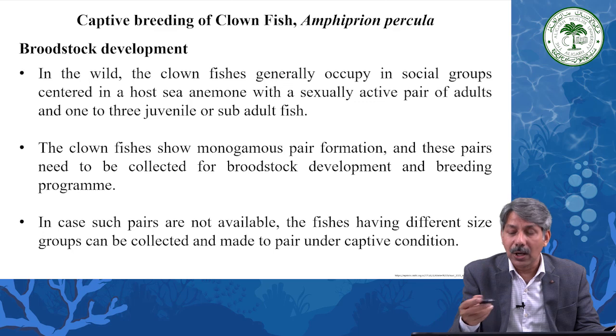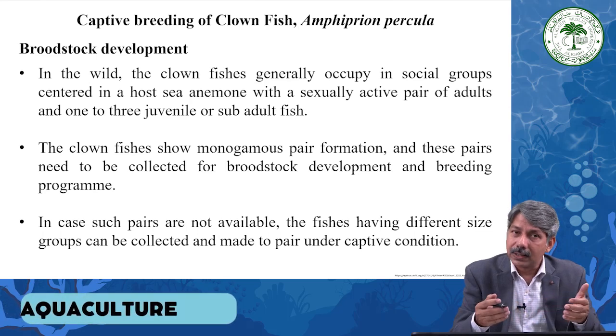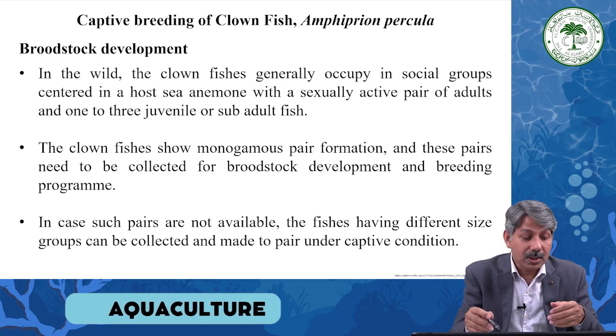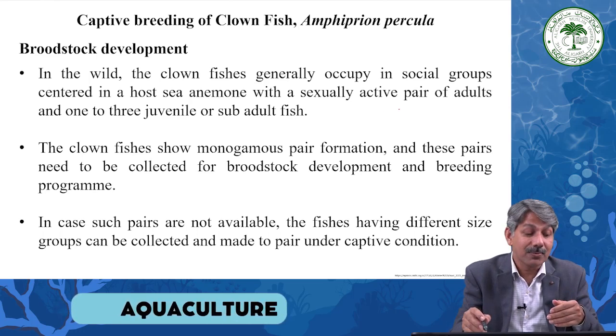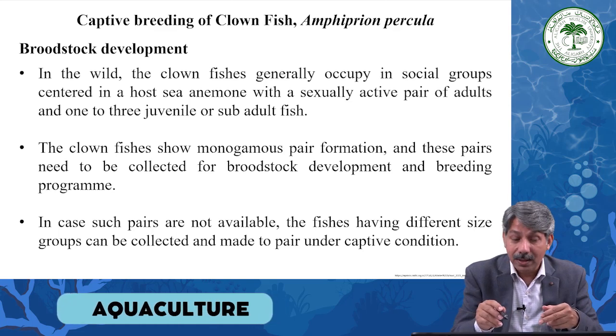Captive breeding of clownfish, taking Amphiprion percula as an example. Here, first let's see how we can breed them in captivity. In the wild, clownfishes generally occupy social groups centered on a host sea anemone, with a sexually active pair of adults and 1 to 3 juvenile or sub-adult fish.